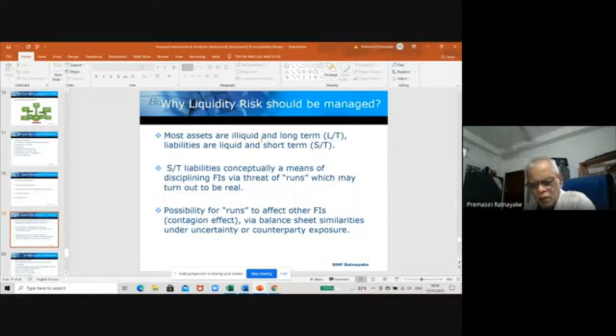Possibility for runs to affect other financial institutions, the contagion effect. When one financial institution goes down, other similar peer institutions can also be affected because of balance sheet similarities and the uncertainty or counterparty exposure. So this is called the contagion effect.